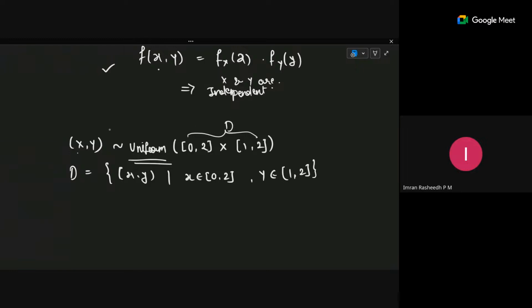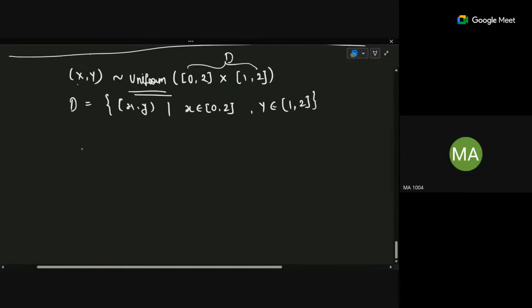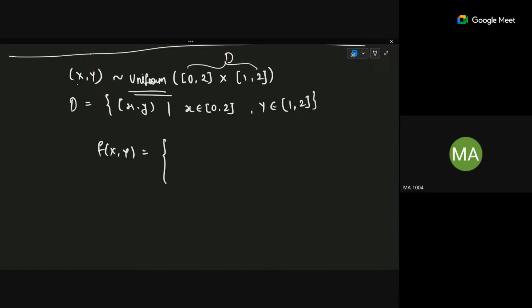They are independent. What is the marginal then? Marginal of x is 1 and marginal of y is 1 by 2. Let's say fx of x we are calculating. First let me write what the joint distribution is. f of x comma y is 1 by 2 whenever (x, y) is in D and 0 otherwise.